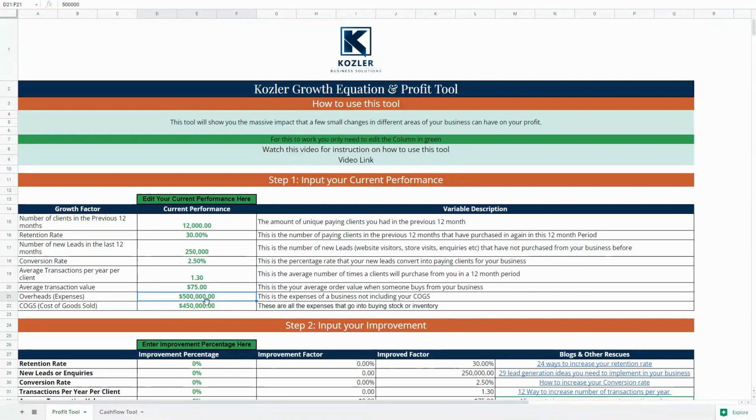So once you've inputted all of your data, and if you do need reminders of what things are, we do have a description in each one of these different areas as well. But once you've inputted your data, you come down to inputting your improvements. When you're looking at growing a business's profit, there are 7 key areas you need to focus on. These are all the levers that you have to pull when you're focusing on growing that profit.